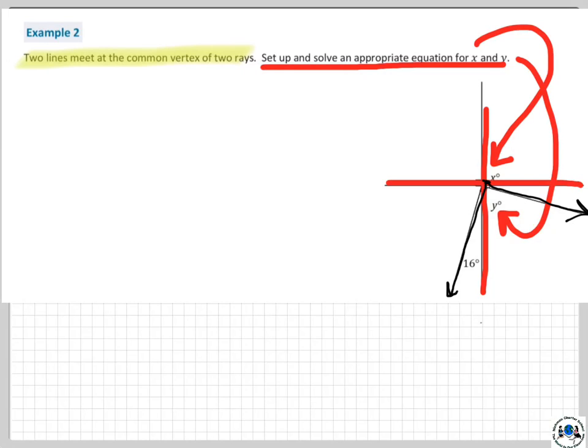There it is, right there in the middle. That's where of course they meet. But these two lines meet at the common vertex of these two rays. So you can see what's happening here.